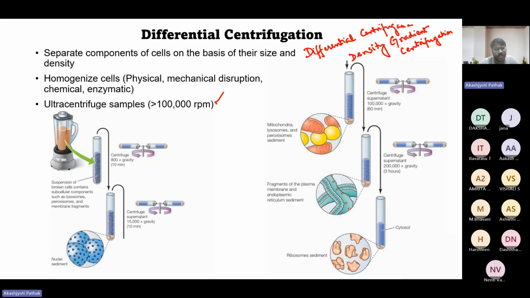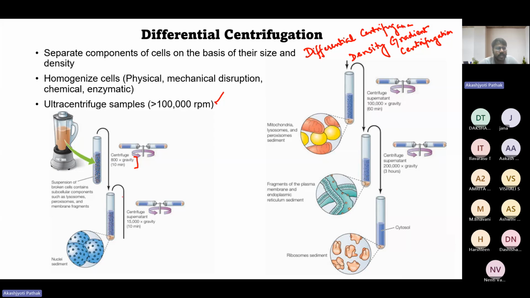You can either express it in the form of RPM, or you can define it in terms of G. 800 G means 800 times the force of gravity. So you are centrifuging it at 800 G for 10 minutes. What will happen at this centrifugal force? The nuclei, being heavier or having greater size, will settle first. They will form a sediment, a pellet.